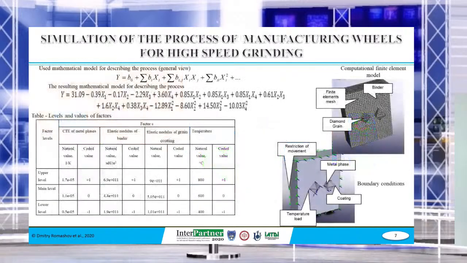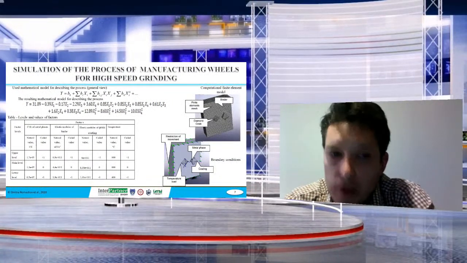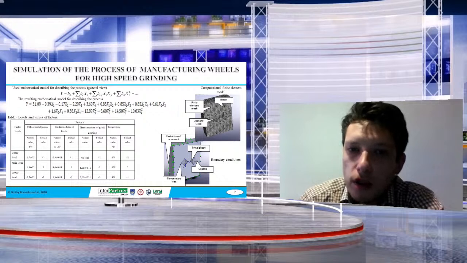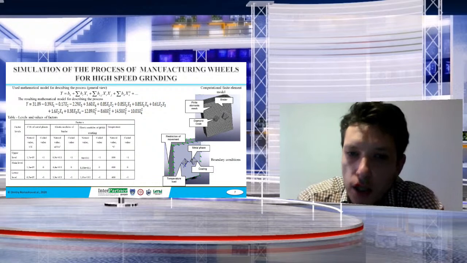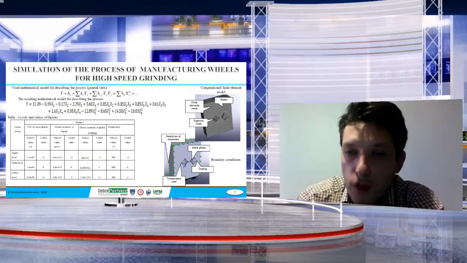This is showing the simulation of the process of manufacturing of the wheels for high-speed diamond grinding. So you can see here the mathematical model, all the experiments. We also try to apply the experiments according to experiment planning theory, which allows us to obtain the mathematical dependencies for studied processes with a wide range of parameters.